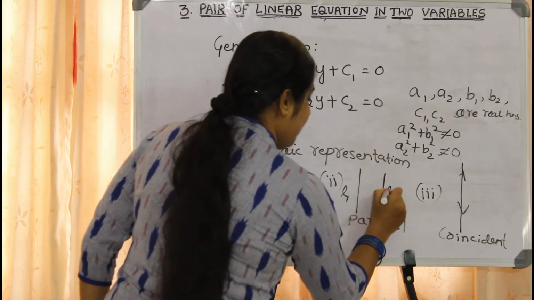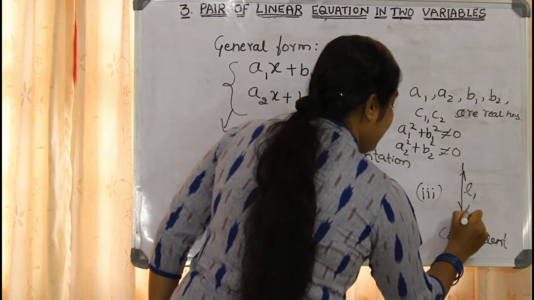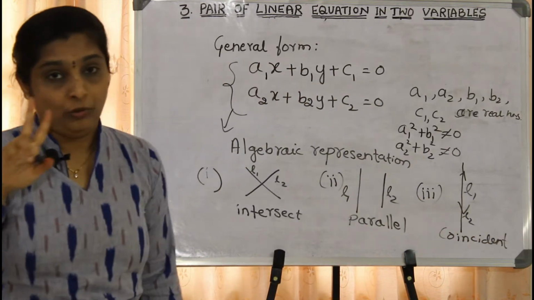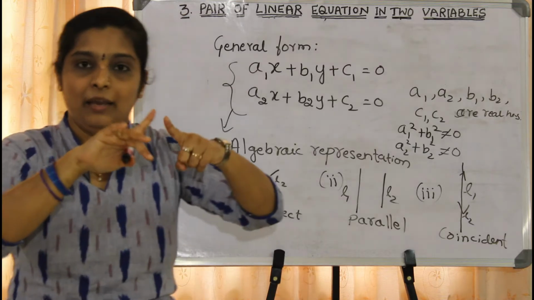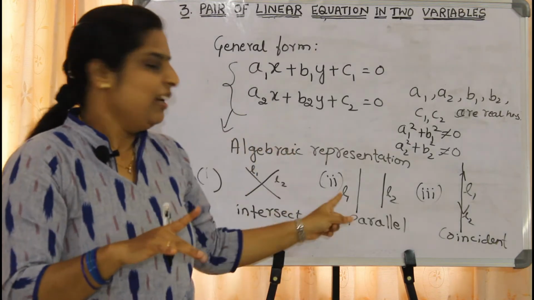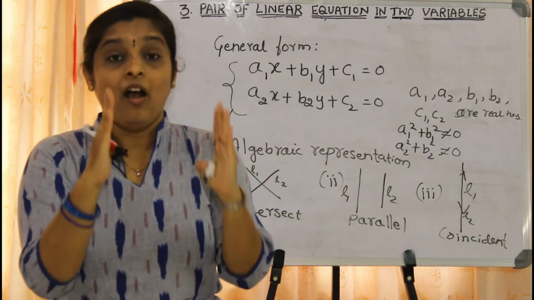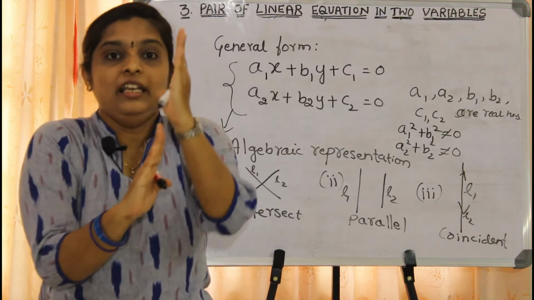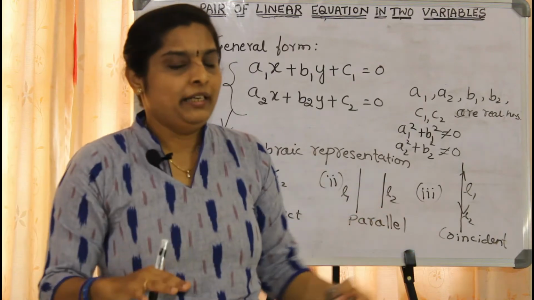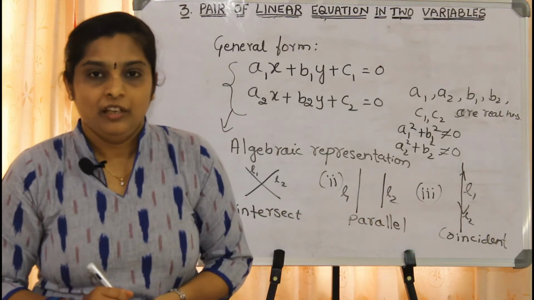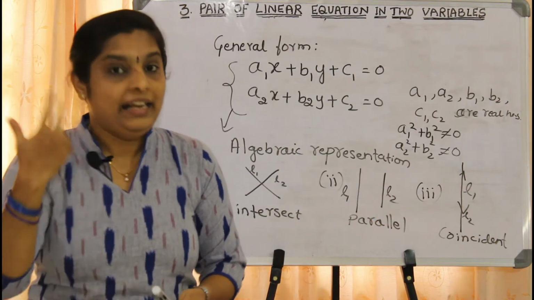So this is L1, L2. Here L1 and L2 are on top of each other. So if there are two lines, there might be only three cases. First, they might intersect. Second, they might be parallel to each other, or they might lie on one another. So these are the three conditions which might happen graphically. Now let us check that further later on. Okay.